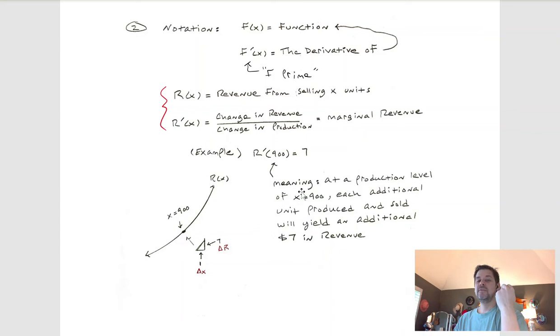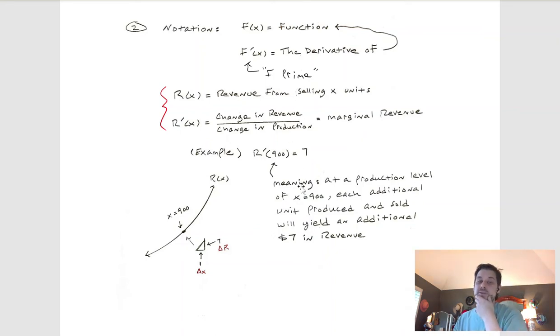And that would tell me this. At a production level of 900 units, each additional unit produced and sold will yield an additional $7 in revenue. We could think about it that way. It tells me that the change in production at the production level of 900 is 1, and the change in revenue as a result is $7.